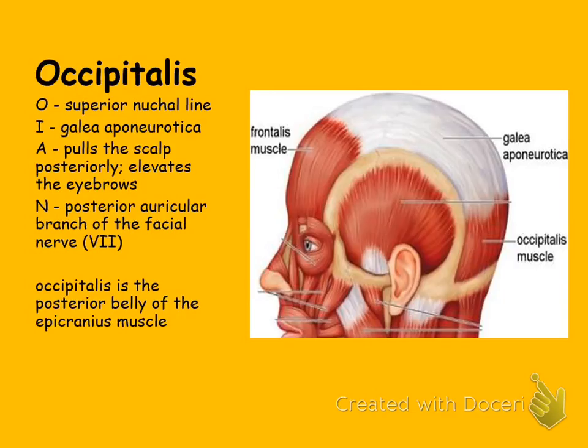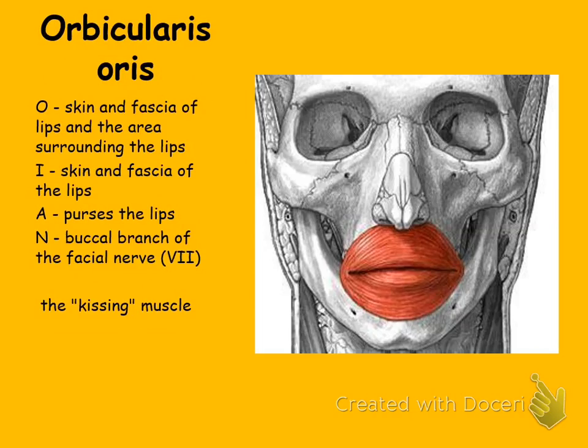It's part of the epicranius muscle group. Orbicularis oris. This is a muscle around your lips. The skin and the fascia of the lips, the area around your lips, is where it attaches. And it inserts on the skin and fascia of the lips. So it's basically your lips, your orbicularis oris.